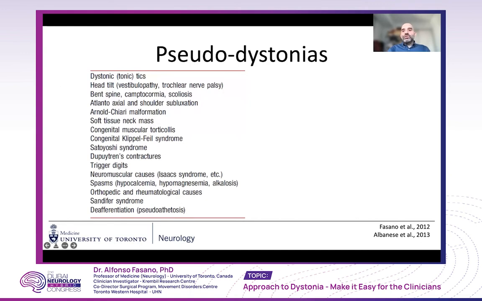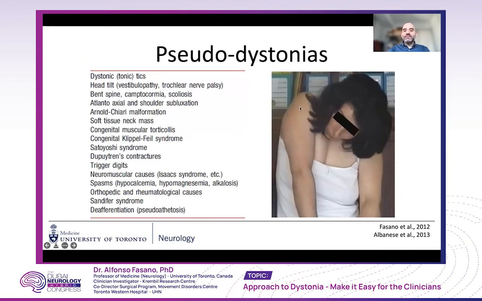Keep in mind that there are also a number of mimickers of dystonia, which are usually orthopedic conditions. What these conditions usually have in common is a more static type of dystonia, or fixed dystonia, like in this case. Now, this is a woman with fixed dystonia caused by functional dystonia. So psychogenic dystonia is another big chapter. And in psychogenic dystonia, you tend to have a more tonic presentation.